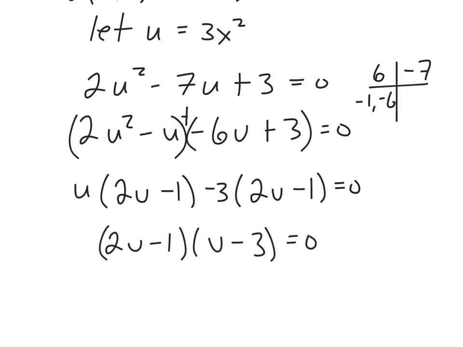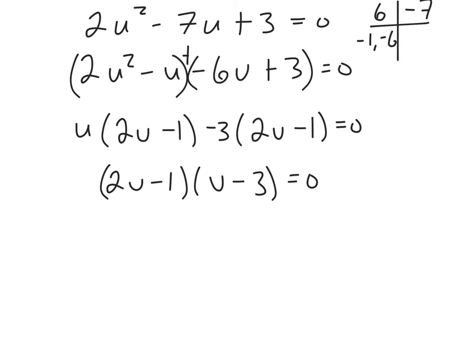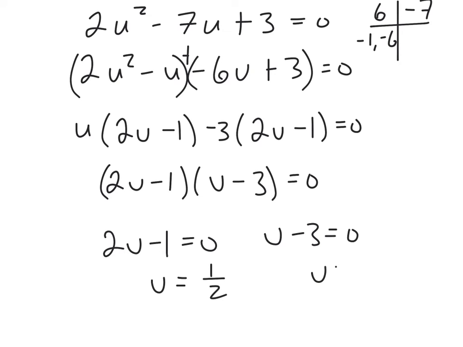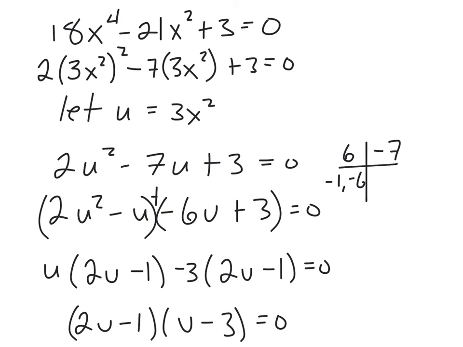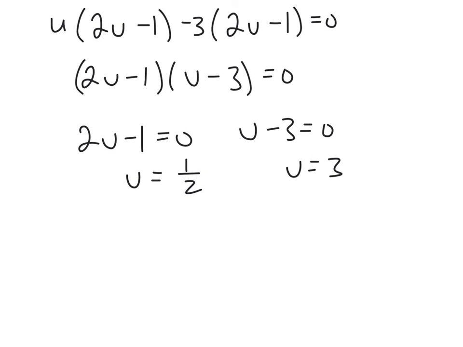And of course, to solve this, now that we have it factored, we have 2u minus 1 equal to 0. We have u minus 3 equal to 0. And when I solve, u is equal to 1/2, and u is equal to 3. Yes? Where did you get the 6 from for the chart? Whenever we do t-chart factoring, it's always A times C, and then B goes here. All right, it's always A times C. Glad you asked.